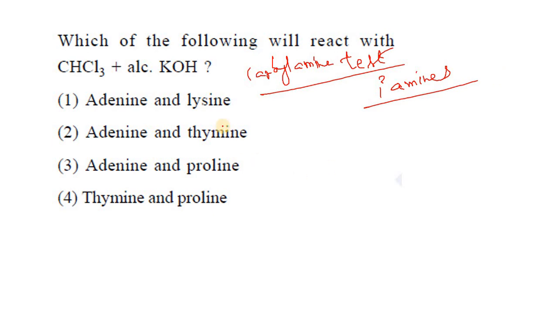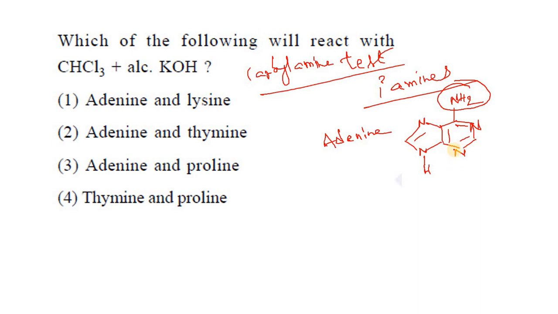Suppose if you take adenine and lysine. Okay, let us take the structures. Adenine. Okay, this one is a purine base. This is the structure of adenine, and here there is a primary amine group. And here nitrogen, and here NH. Okay, here you have primary amine. In the case of adenine, you have primary amine.